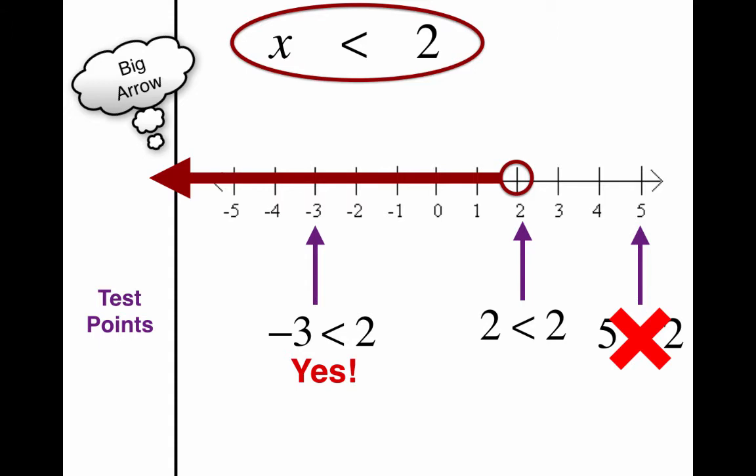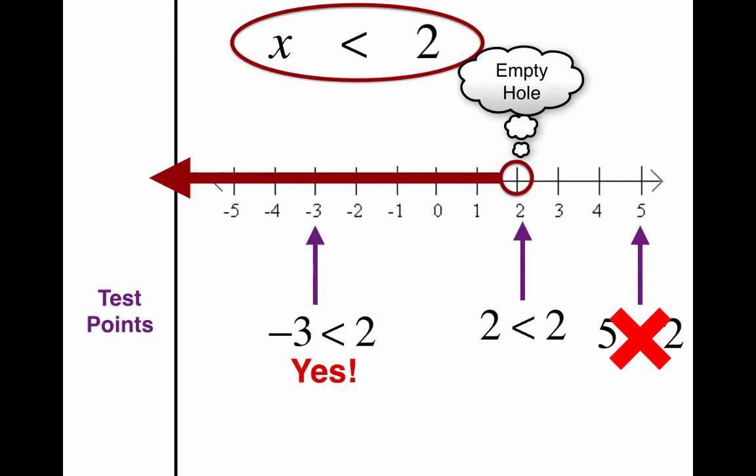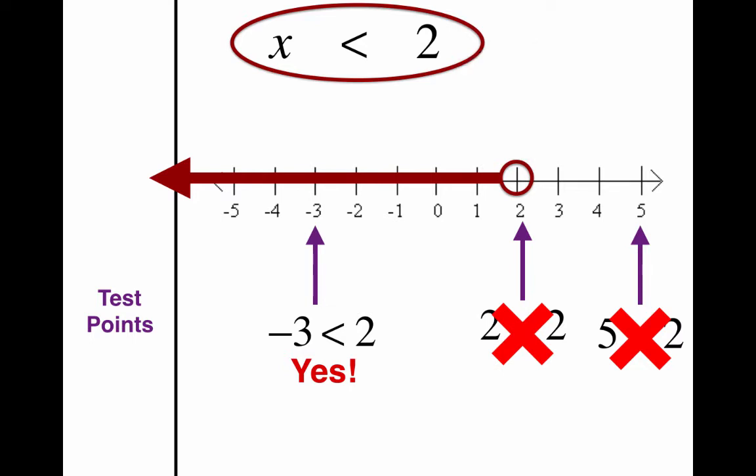Then we test the point itself. Is 2 less than 2? Nah, 2 is not less than 2. 2 is equal to 2. No equal sign, then we're going to leave this empty and we're not going to fill it in. Our graph is complete. Empty hole on this one. And then that's it. We've got our final answer.